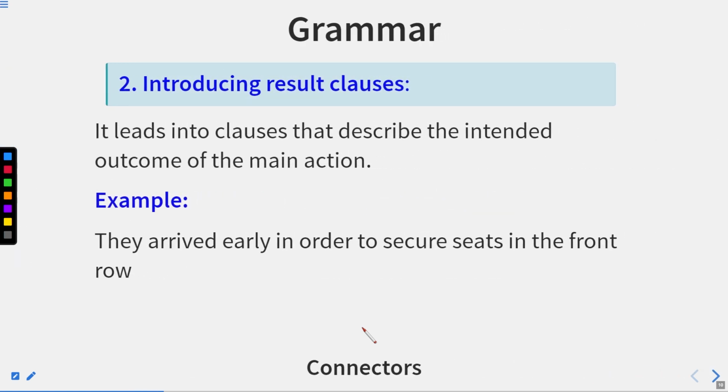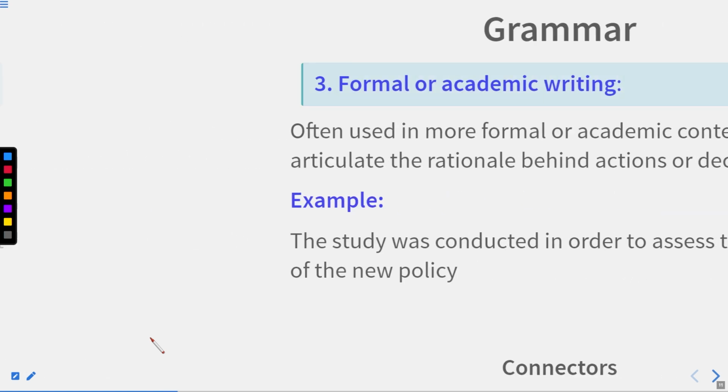Introducing result clauses. It leads into clauses that describe the intended outcome of that main action. Example, they arrived early in order to secure seats in the front row. It means their intention, their purpose, was that they wanted to occupy the seats which were in the front row. For that purpose, they arrived early. So their motive was to secure seats. So here in order to is actually the preposition or the connector. That is the purpose denoting preposition.